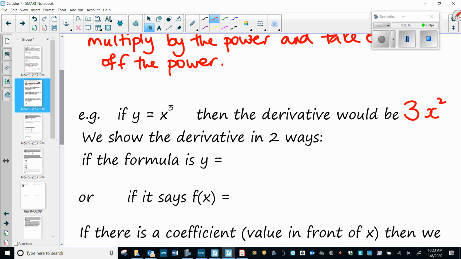We show the derivative in 2 different ways. Here my expression said y equals. So if I wanted to show someone else that I had differentiated it, I would write dy dx. If my expression y equals, my derivative would be called dy dx. If my expression had said f of x equals, which it can do, the rule for differentiating is exactly the same. It's just we label it in a slightly different way, and this would be f dash x.